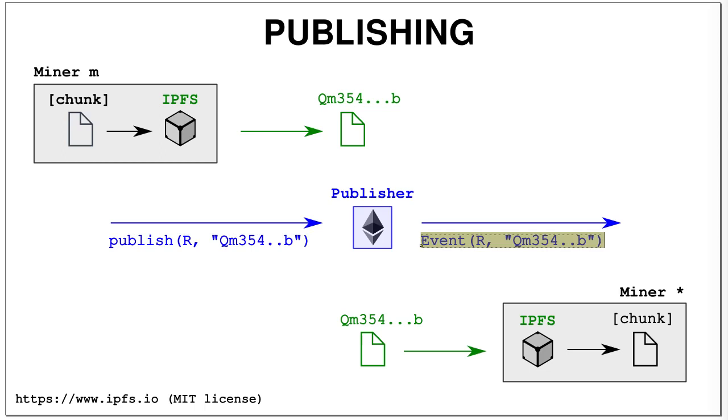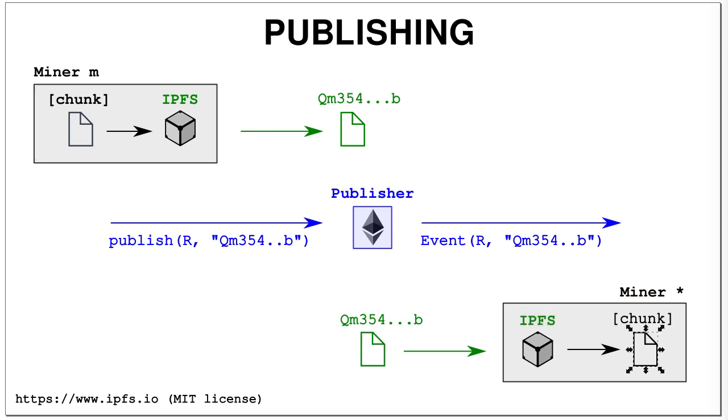Every other miner is watching this same smart contract for these log events. When another miner notices the event, it gets the chunk's hash value from the log. It then does an IPFS get to obtain the chunk contents.